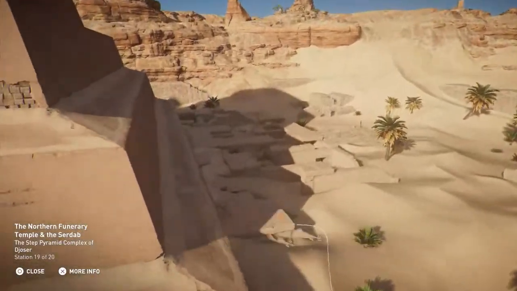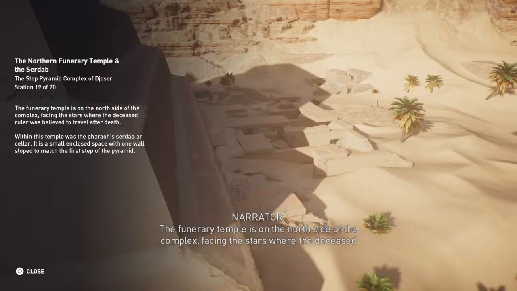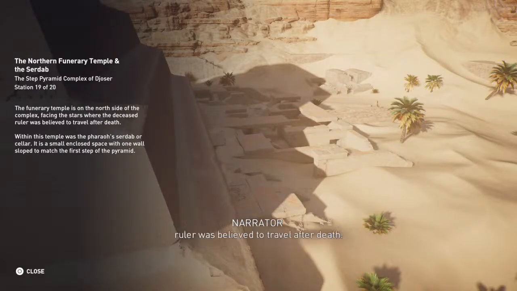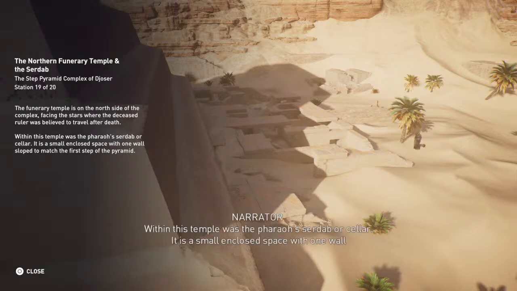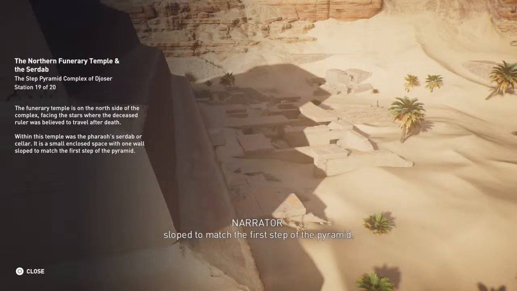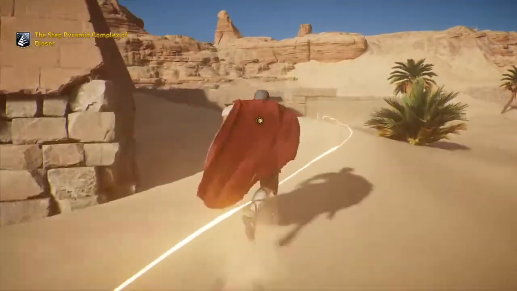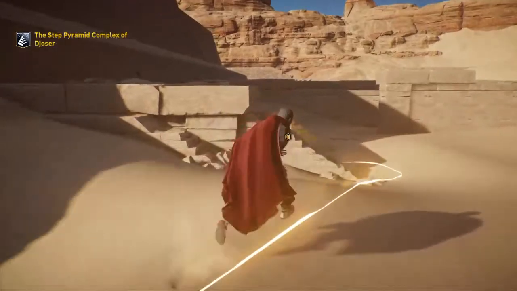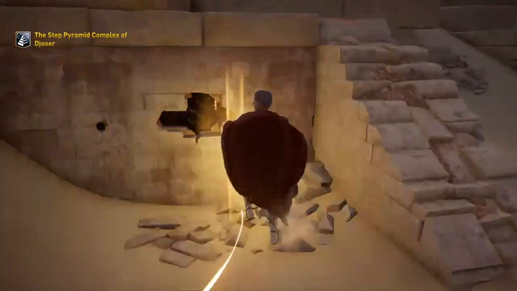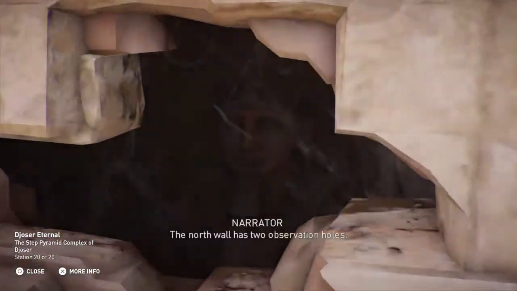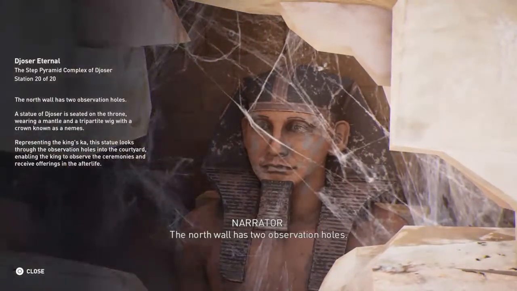The funerary temple is on the north side of the complex, facing the stars where the deceased ruler was believed to travel after death. Within this temple was the pharaoh's serdab, or cellar. It is a small, enclosed space with one wall sloped to match the first step of the pyramid. The north wall has two observation holes.